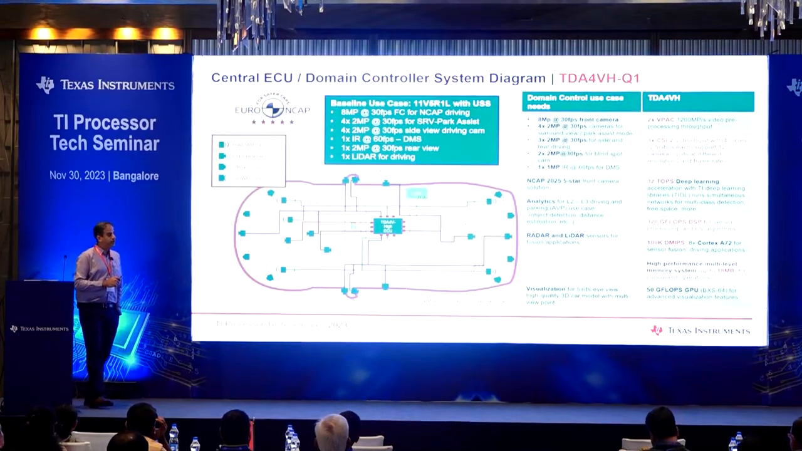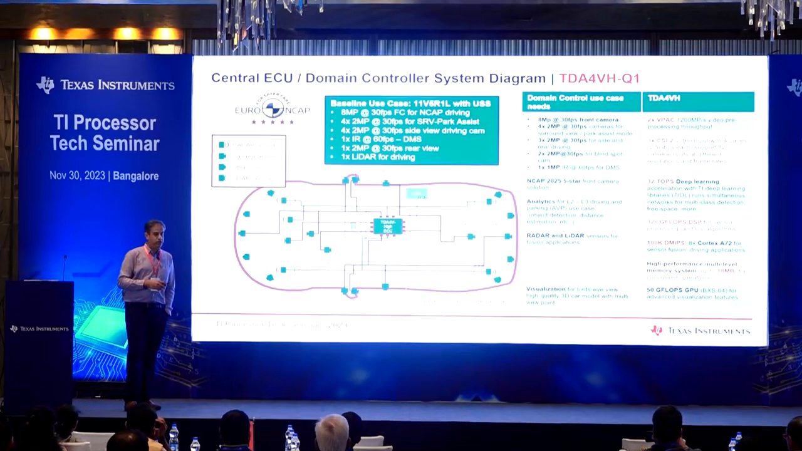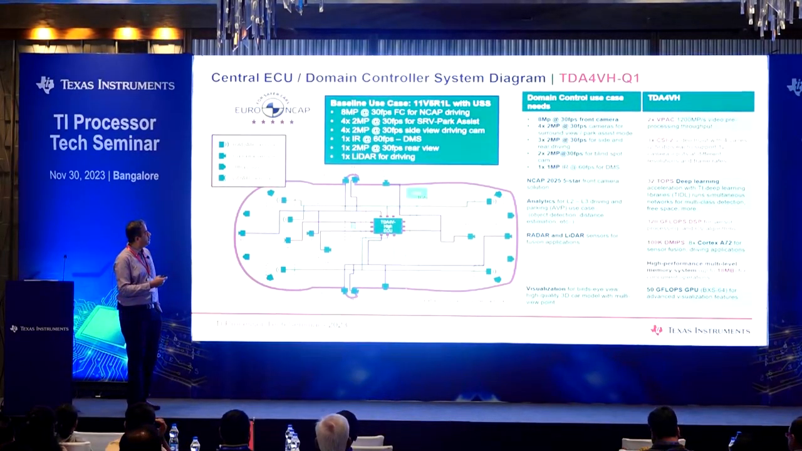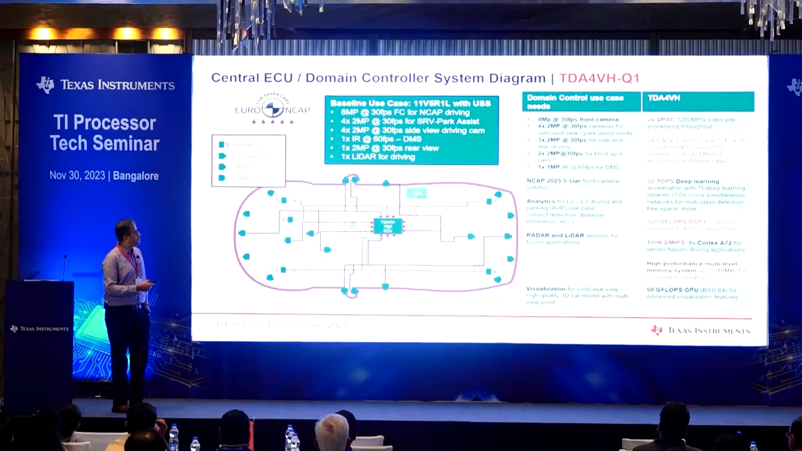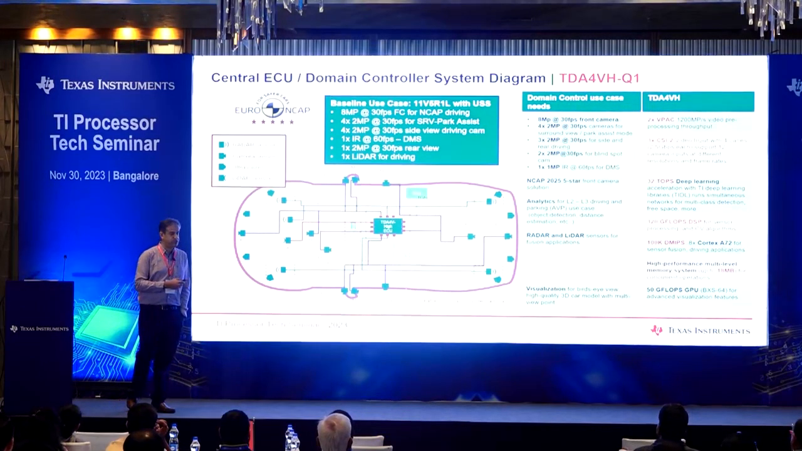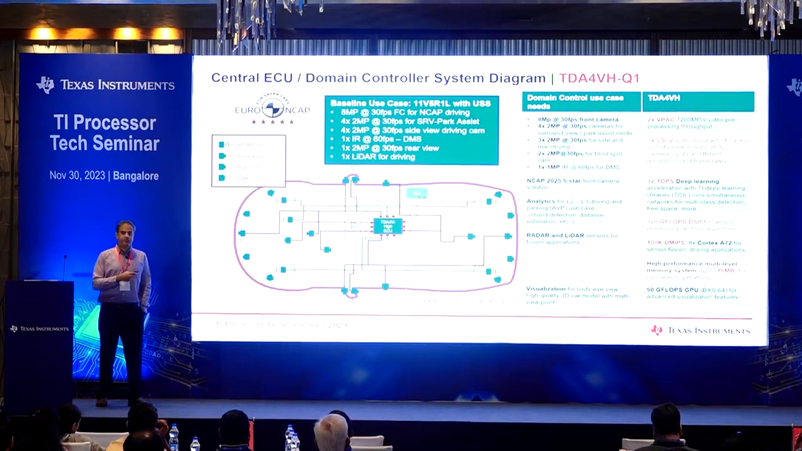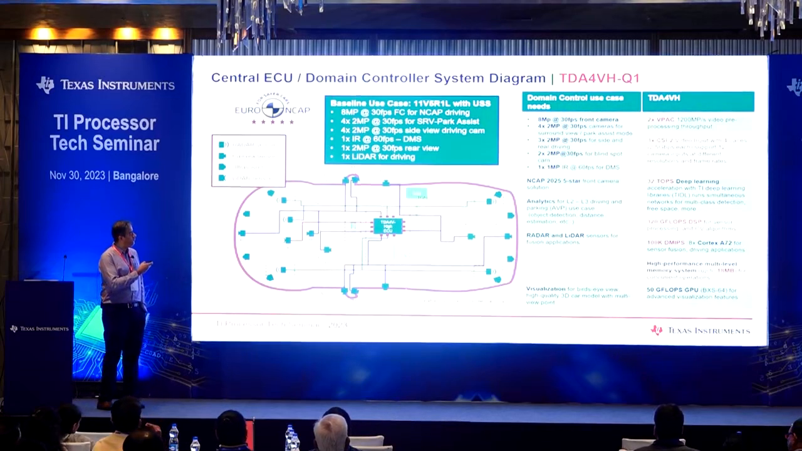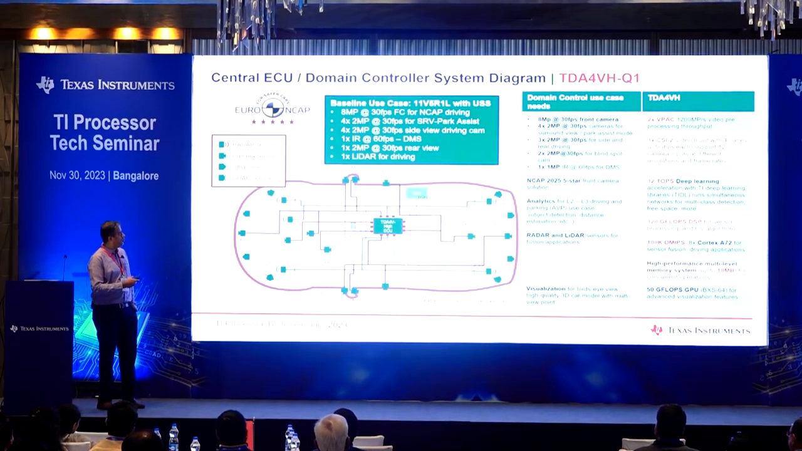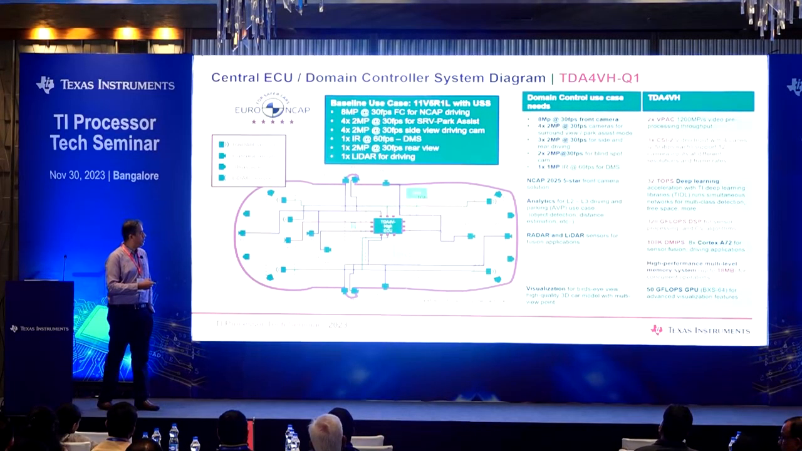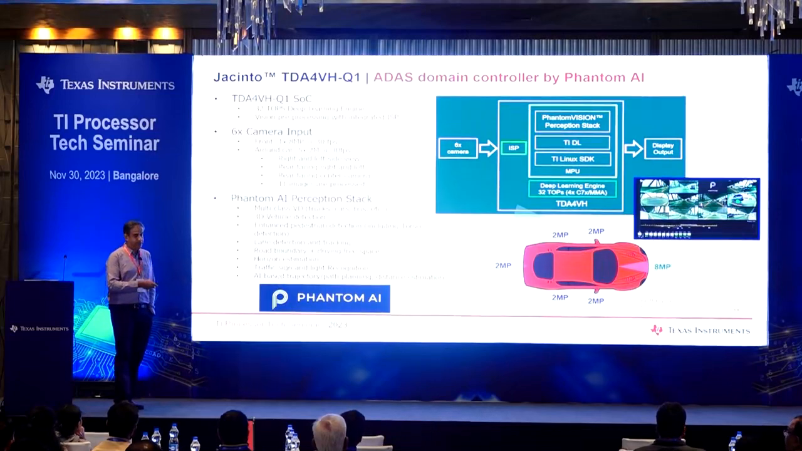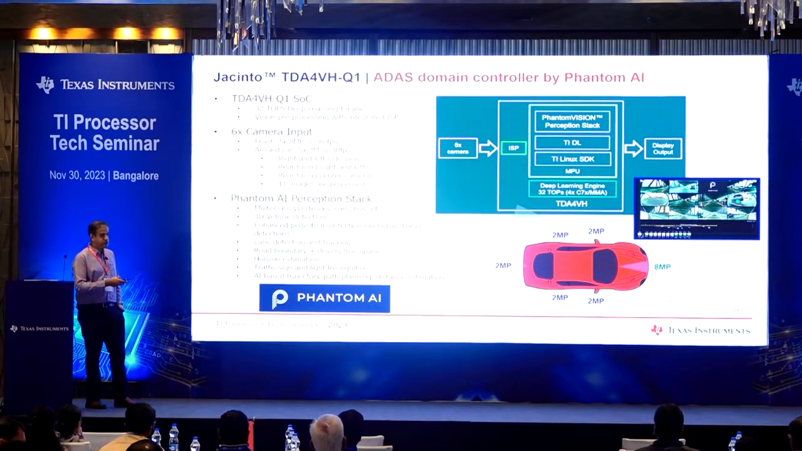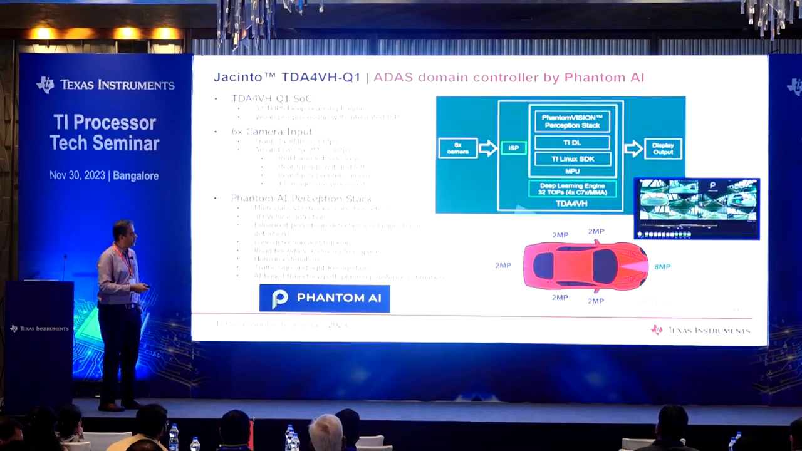The last one that I'm going to talk about is another domain controller design, which increases the complexity a little bit. This one is essentially an 11V5R1L configuration with ultrasonic sensors. So really quick in terms of what this is: this is essentially 11 cameras listed down over here, and then there are 5 radars on various positions in the car, and then there's also a LiDAR for driving. This demo has been enabled by yet another partner, Phantom AI, bringing in their own perception stack. You can see that demo also running there.